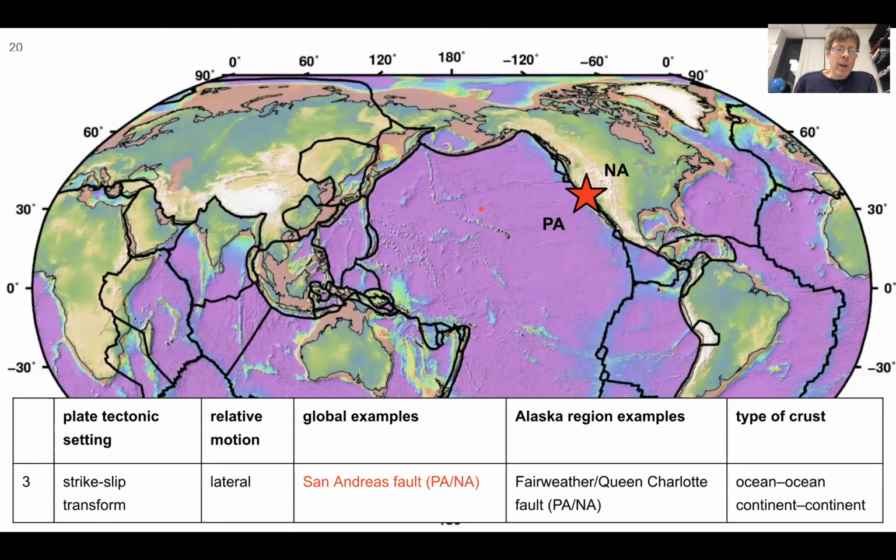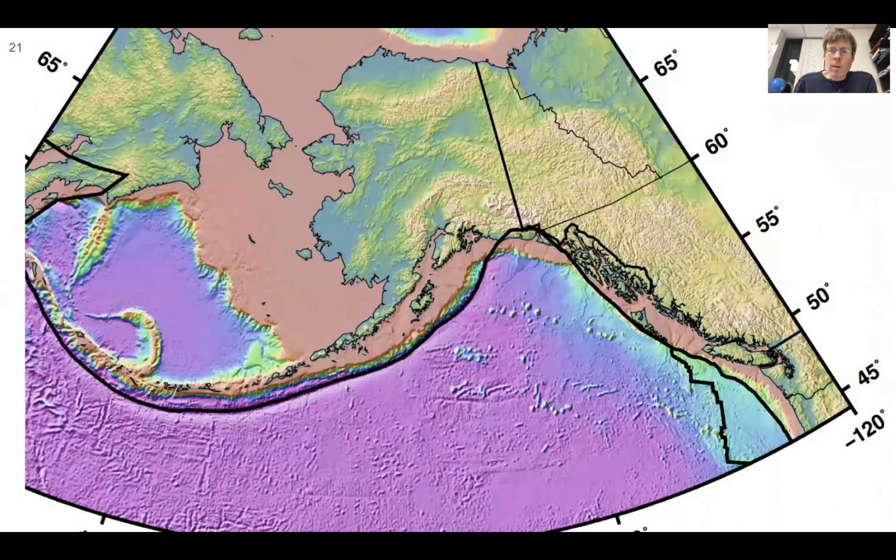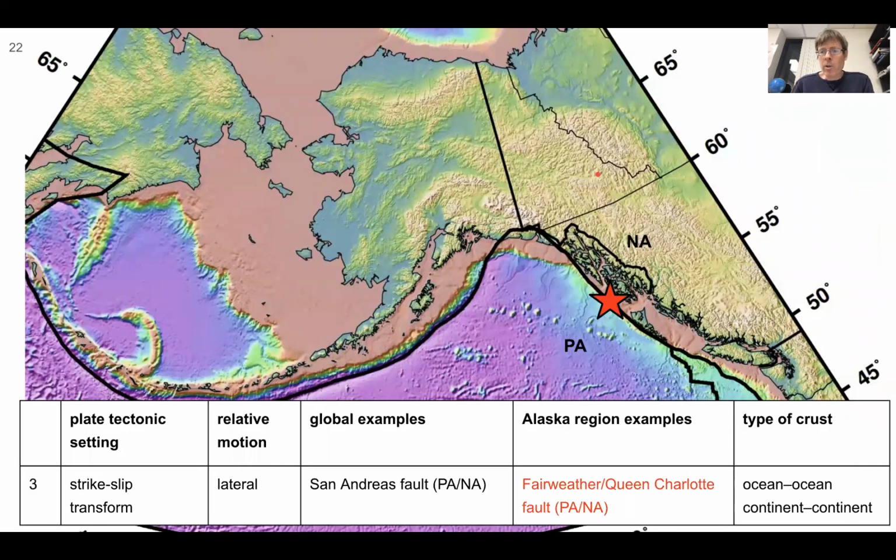And lastly, we have strike slip or transform faults with lateral motion. One example would be the San Andreas Fault between Pacific and North America. This is right lateral motion, where if you stand and look at the plate opposite you, it moves to the right, whether you're standing on North America looking out to Pacific or standing on Pacific looking at North America, the relative motion is right lateral. And in Alaska, the northern version of that would be the Queen Charlotte and Fairweather fault system, also right lateral.